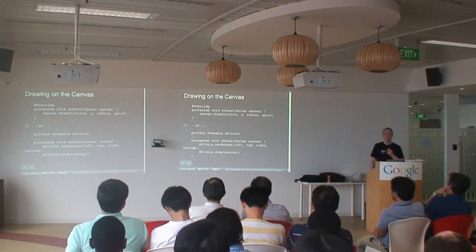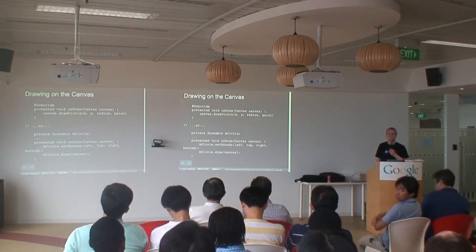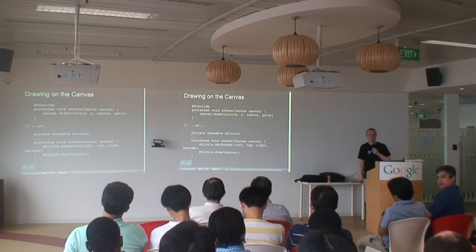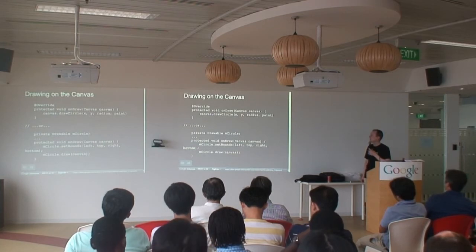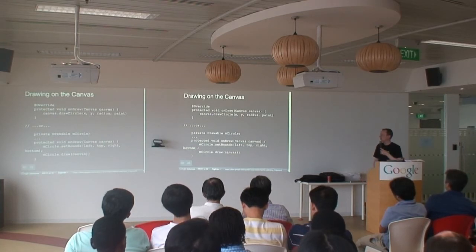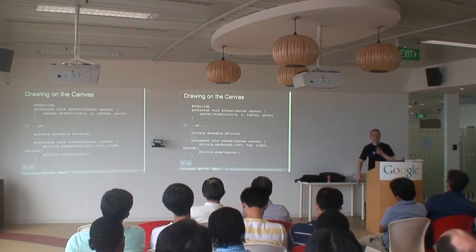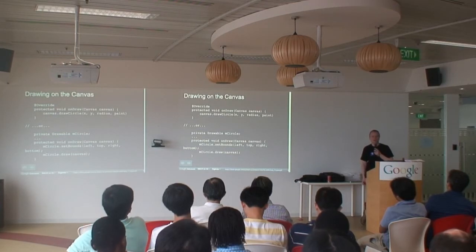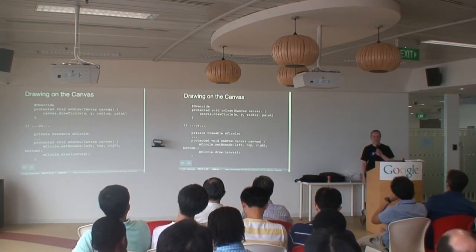What's the frequency of the onDraw call? Is it called at a fixed rate, or when some event happens, then they call the onDraw method? The onDraw is called as often as necessary. There's some maximum limit, but if nothing has changed in the view, then it doesn't need to be called.